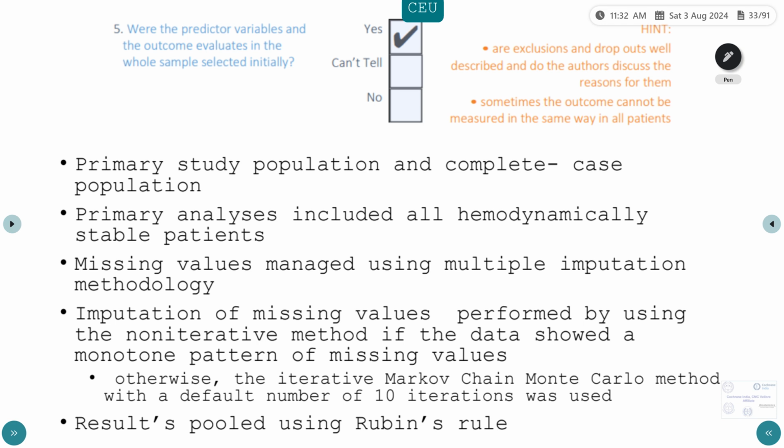So they have looked at that, which is the primary study population, the entire population, and they have also done the separate analysis for a complete case population, which is only the patients who had all the variables measured. That was around 3,000. So they have done both.